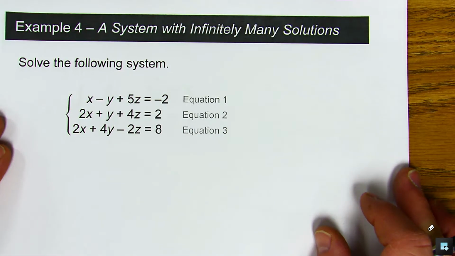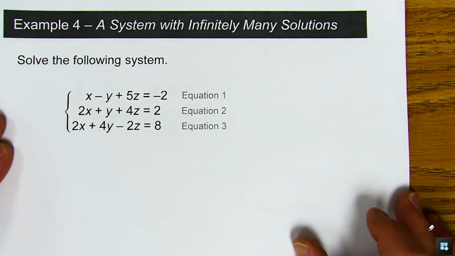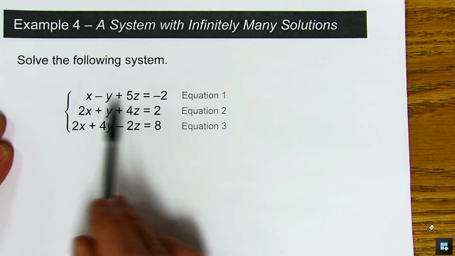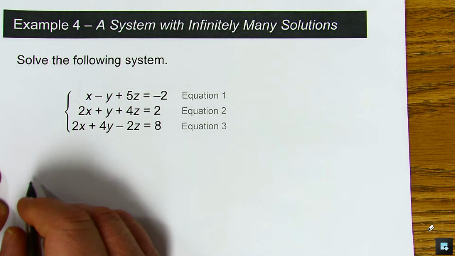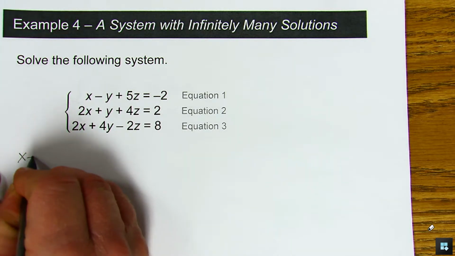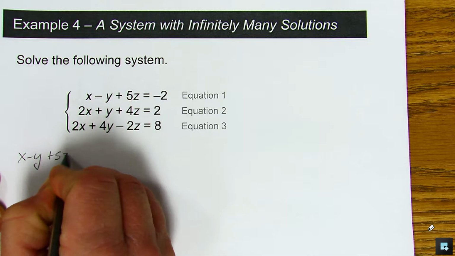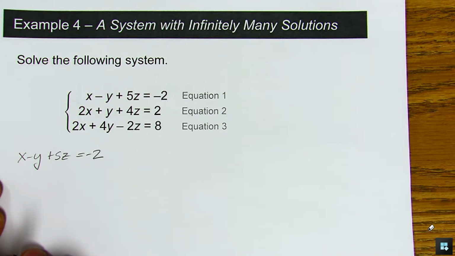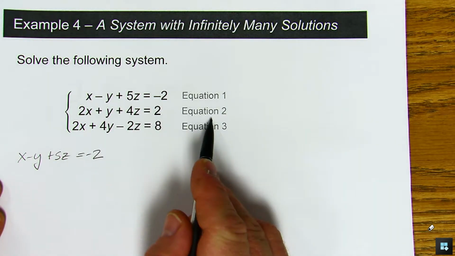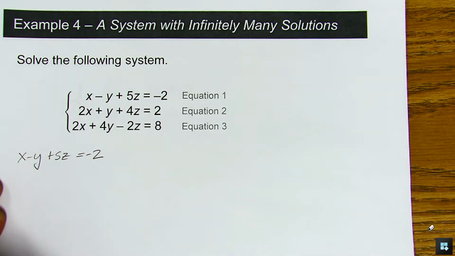So here we go. The first thing we're going to do is look at equation 1, and hey, it's good to go. It has a 1x. So equation 1 is going to stay the same: x minus y plus 5z equals -2. That's equation 1. It stays the same. To get equation 2, we need to eliminate the x.